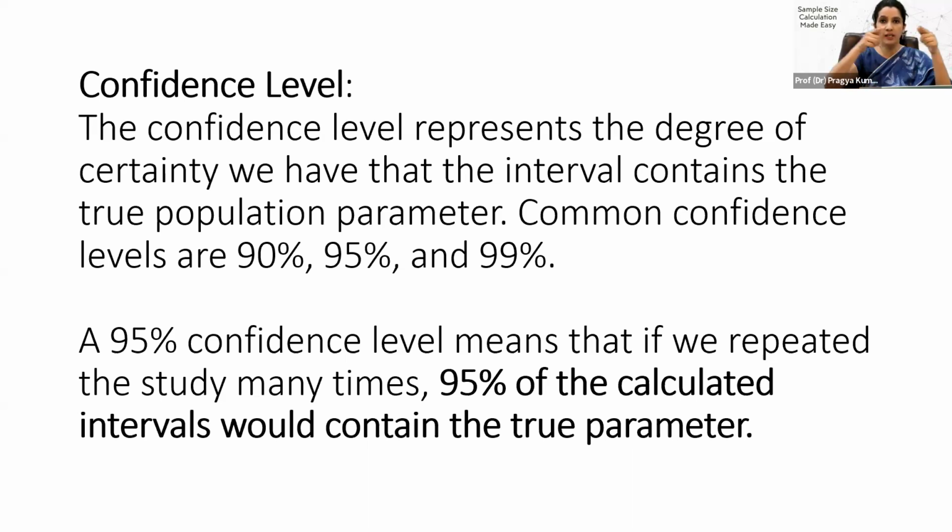Because if you increase the confidence level, the curve will be more spread, and a more spread curve means your precision will be less. Why? Because the values will be lying apart. So you want to make a balance between 99% and 90%, and that's why you keep it at 95%. In every sample size calculation, we set this confidence level at 95%.